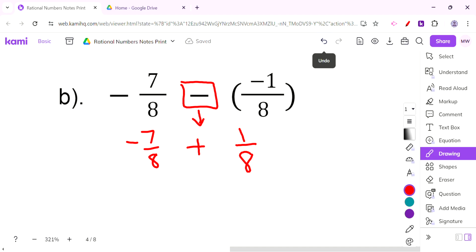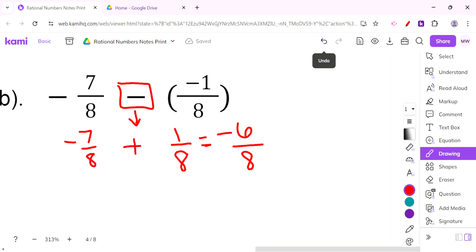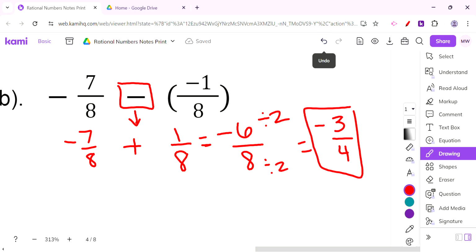And now we can go right across and follow our adding integer rules. So negative 7 plus 1 gets us negative 6. And then we keep our denominator of 8. Now we can actually simplify this, right, by dividing each by 2. And we end up with negative 3/4.